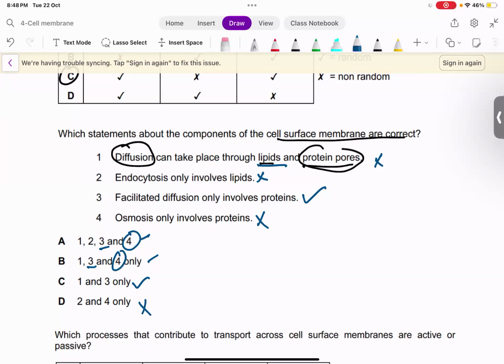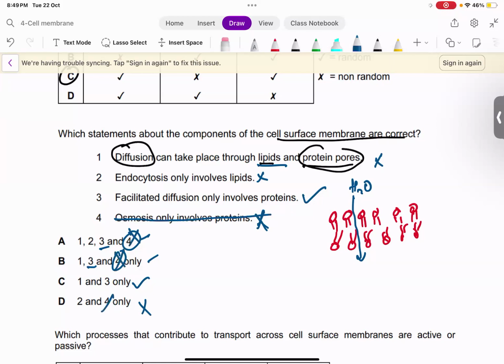Osmosis only involves proteins. No, osmosis does not involve proteins. Osmosis is through the spaces in the phospholipid bilayer. So if this is a phospholipid bilayer, osmosis is the movement of water through the spaces in between the tails of the phospholipids. It doesn't involve any protein. So 4 is not correct in any case. So this is not correct, this is not correct, and this is not correct. So we have only this choice left with 1 and 3, but we will have to look at 1 again.